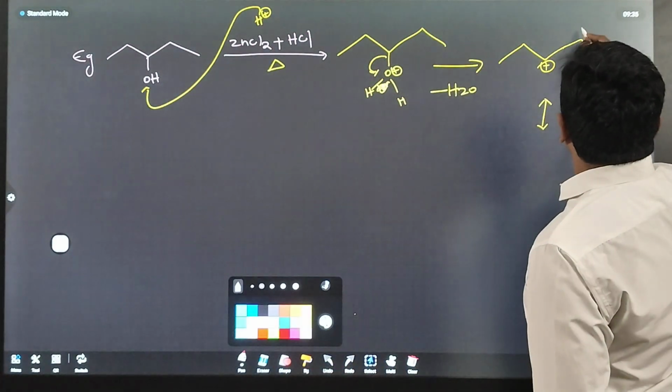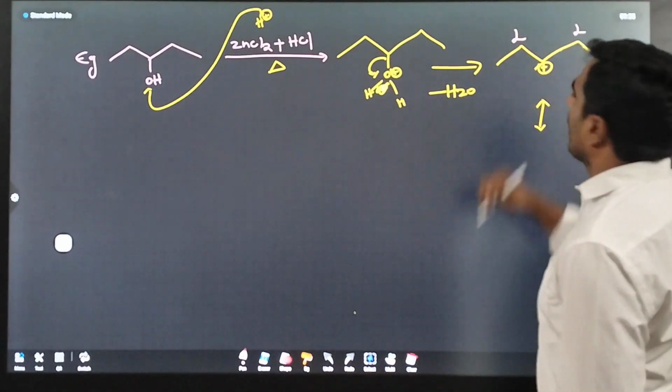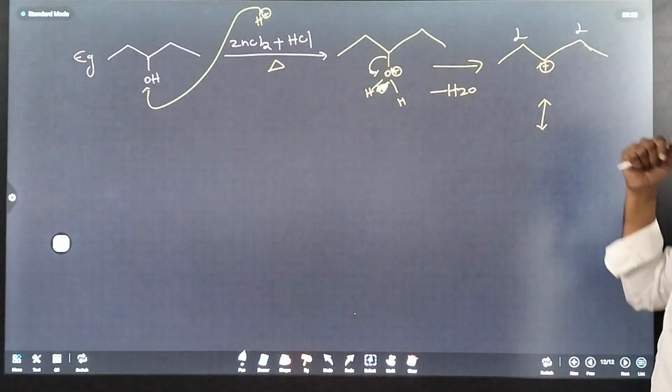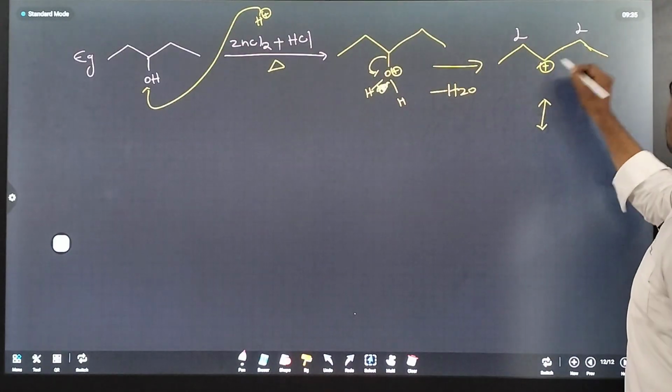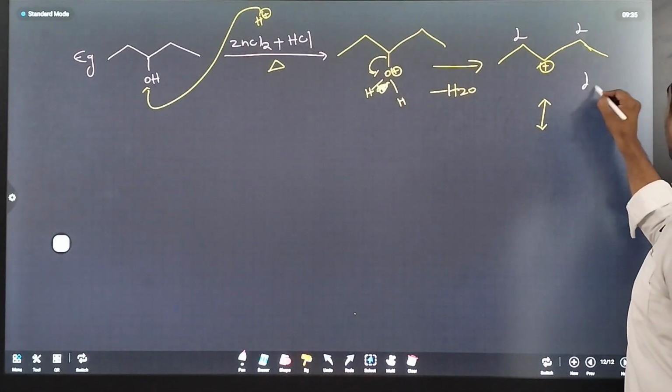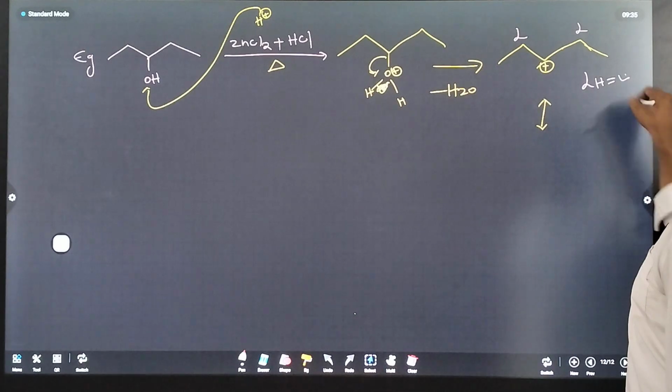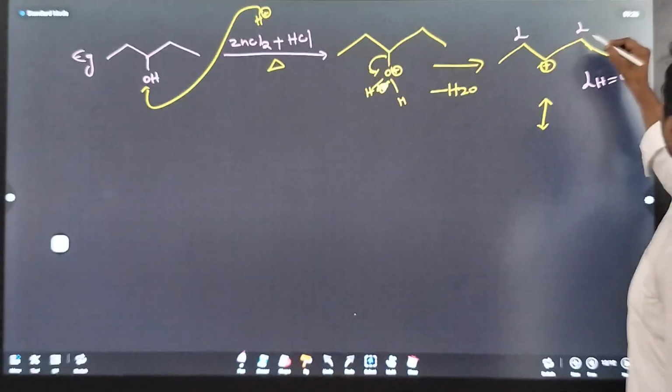The system-adjacent carbon is the alpha carbon. This is also an alpha carbon. Here there are 2 alpha hydrogens, and here also 2 alpha hydrogens. So the total is 4 alpha hydrogens.